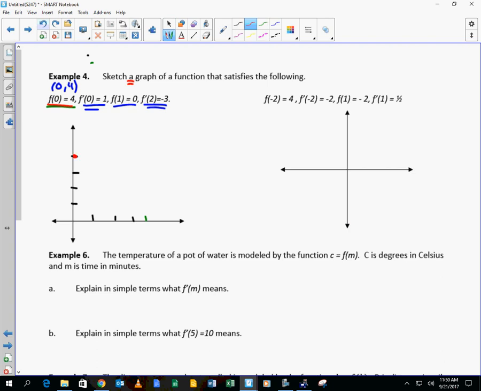F of 0 is 4, and it has a slope of 1, we said. How do you like me now? Still satisfies those conditions, right? I like that. You try the next one on your own. I don't care what kind of graph you make. You can make a piecewise function. Doesn't say it has to be continuous. Okay, see if you can do the next one.